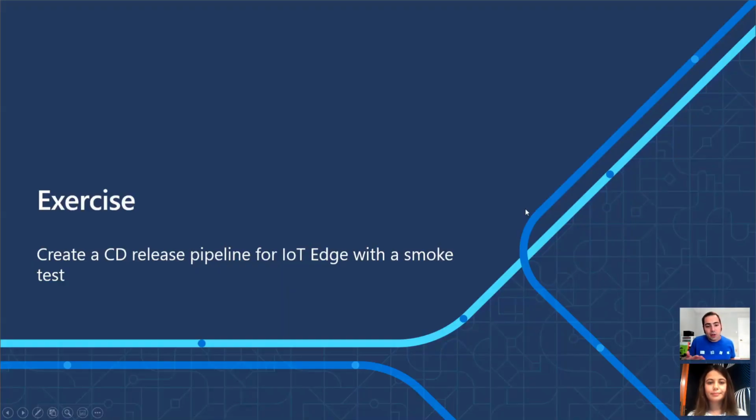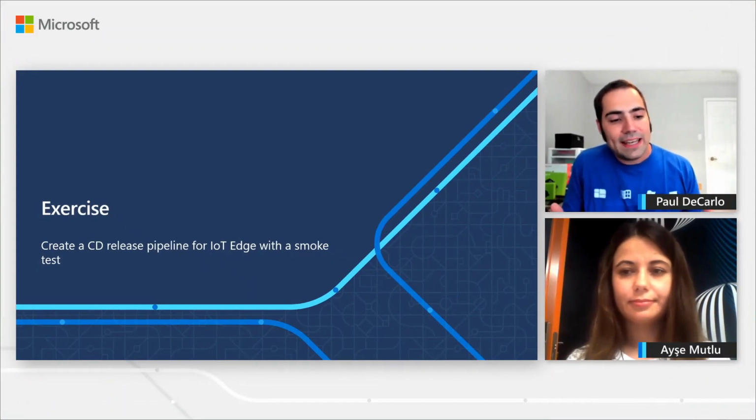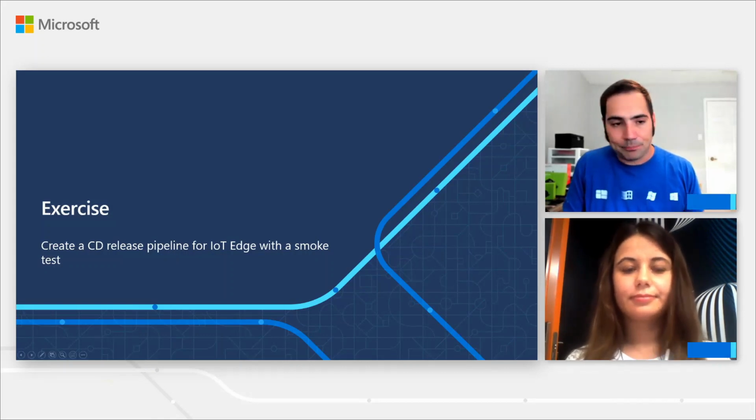Now, we're going to go ahead and move on to this second exercise here, where we're going to create a continuous deployment release pipeline for IoT Edge that's also going to employ a smoke test.